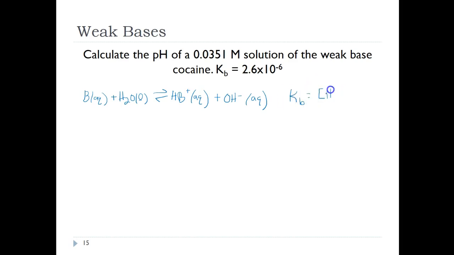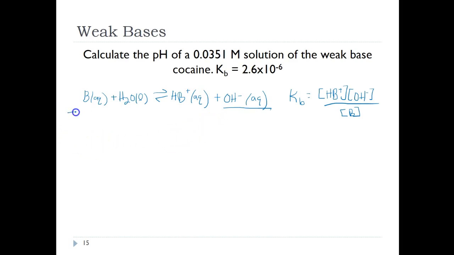It'll be Hb plus times OH minus all over the molarity of the weak base. So of these four chemicals in this equation, the one that is closest, that's the most useful in helping us find the pH, is actually going to be hydroxide ion. Remember there's a pOH as well. So in order to get the pH, if I can figure out the OH, the hydroxide ion molarity, I am able to get to the pH from that point.